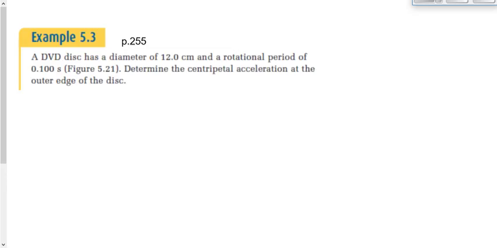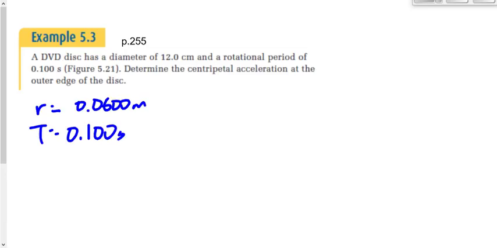Diameter of 12 centimeters, that's not really what we want, is it? Like when we use our equation for speed, we don't want diameter. When we use our equation for centripetal acceleration or force, we don't want diameter, we want radius, right? So let's get the radius. Let's just write that down as a given, even though it's not truly a given. The radius would be 6 centimeters or 0.600, sorry, not 0.6 meters. What is it? 0.06, right? 6 centimeters or 0.0600 meters. The rotational period is 0.1 seconds. And we want to find the centripetal acceleration.